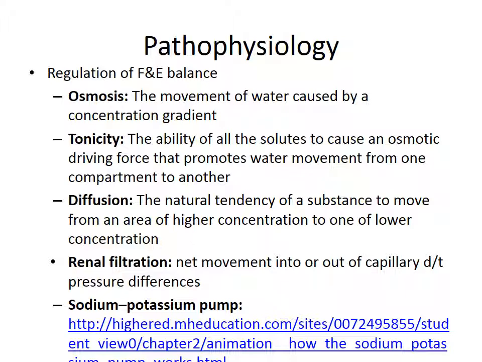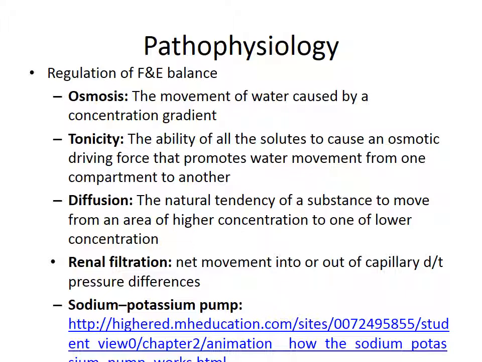1. Osmosis, which is the movement of water caused by a concentration gradient. Tonicity is the ability of all the solutes to cause an osmotic driving force that promotes water movement from one compartment to the other. Diffusion is the natural tendency of a substance to move from an area of higher concentration to an area of lower concentration.